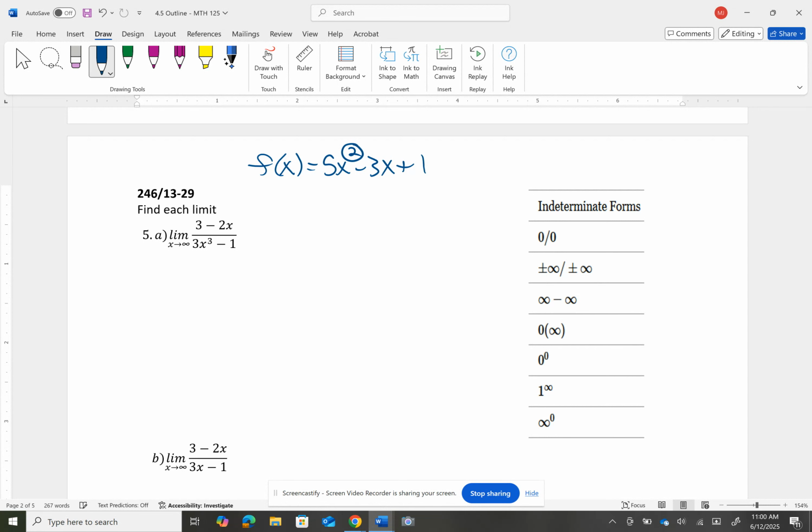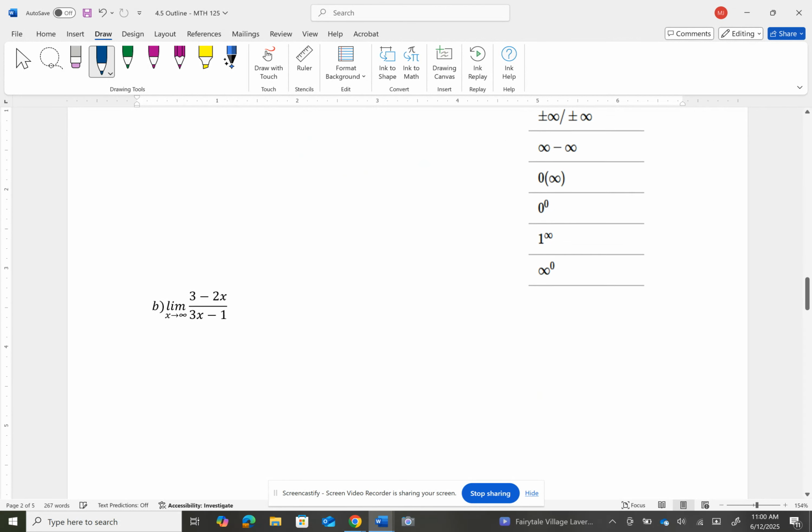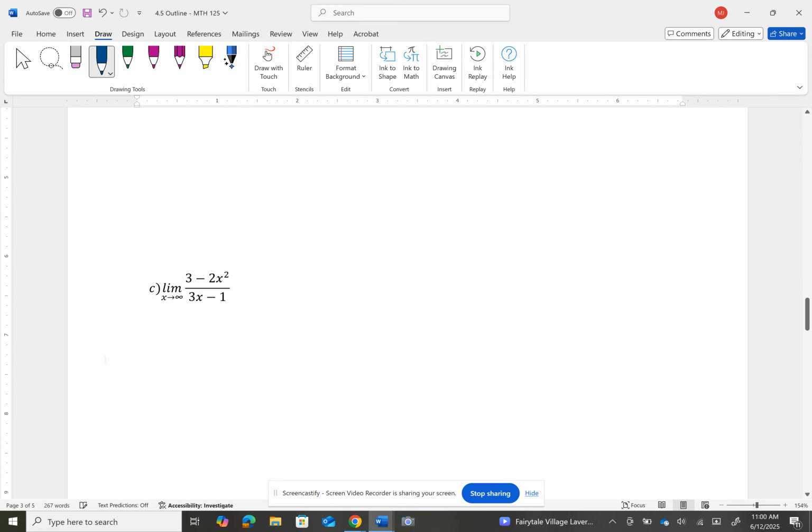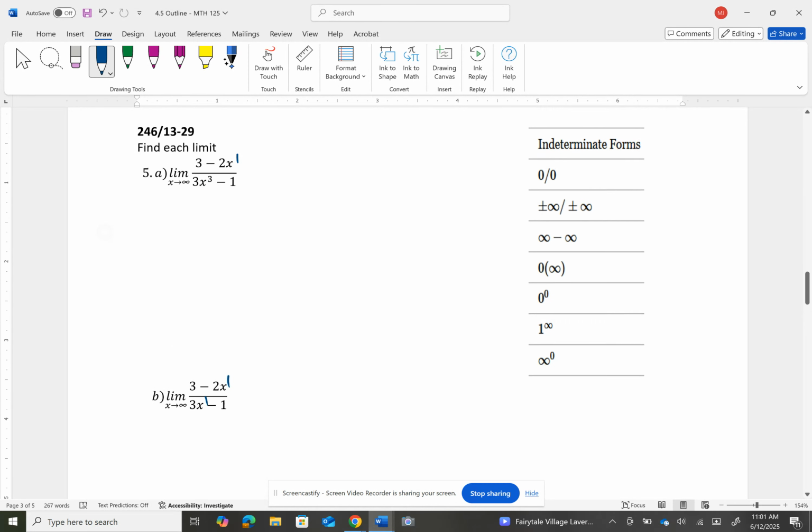So these are rational functions. They have polynomials on the top and bottom. Here, 3 minus 2x is really to the first power. The degree on top is a 1. The degree on the bottom is a 3. Right here, this looks very similar to what I had before, but the degree on top is a 1, and so is the degree on the bottom. And then on C, the degree on top is a 2, I should have said, and the degree on the bottom is an understood 1. That's what I'm varying on these.